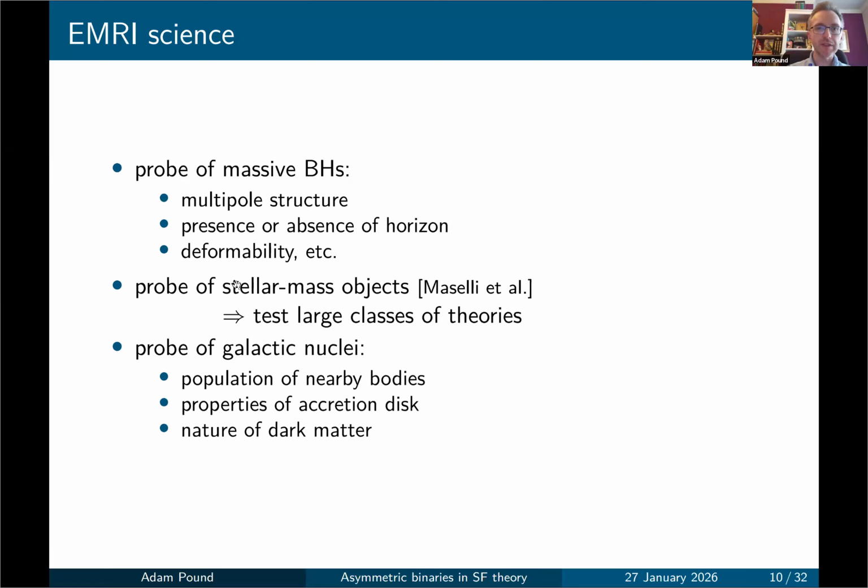Now, this is all fundamental physics, but we'll also have very precise probes of the environment in galactic nuclei. So, for example, EMRI signals can be sensitive to the population of nearby bodies if they induce a tidal resonance. If you're in an active galactic nucleus, EMRI signals can also be sensitive to properties of the accretion disk. And if there's a spike of dark matter around the massive black hole, then EMRIs can also be probes of the properties of that dark matter.